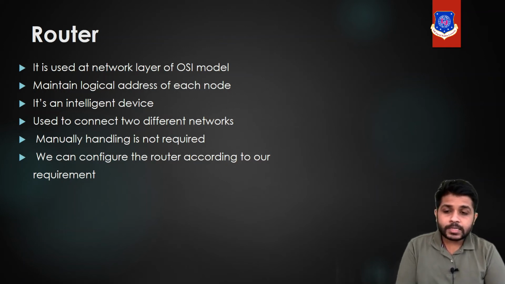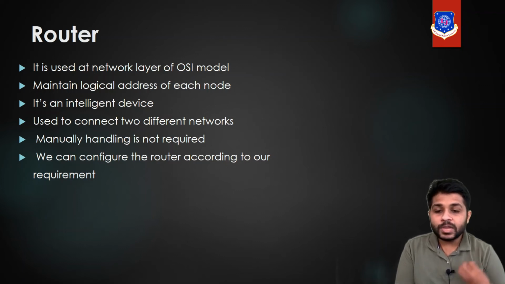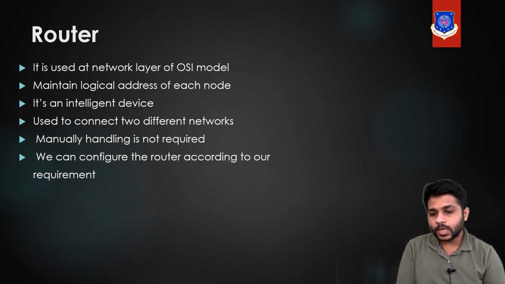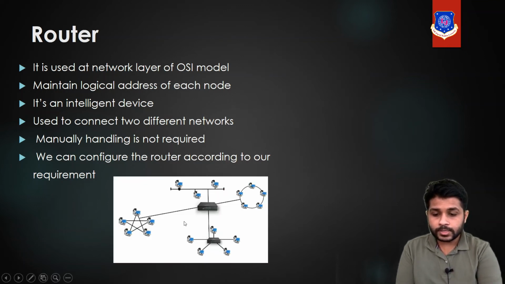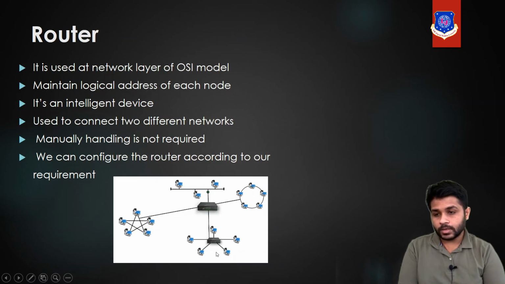There is a possibility that we can configure the router on our own, but right now there are millions of networks available, so it is not a very convenient method. So routers update themselves. Okay, so this is the figure. You can see that there are different networks, and using the router you can deliver data from one network to another network.